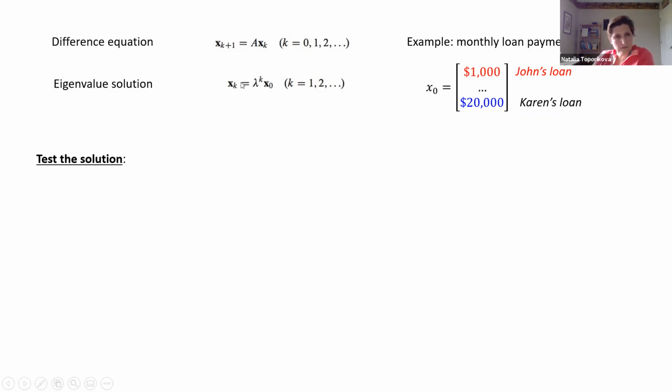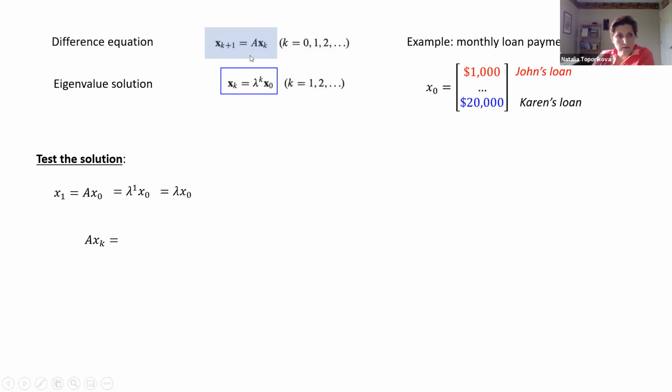But of course, it probably sounds really strange, like too good to be true. So let's test whether that solution, xk equals lambda to the power k times x0, is indeed a solution of the difference equation. Okay, let's start simple. Let's write down the solution for the first step, x1, as the product of matrix A by the initial vector x0. But because we now have an eigenvalue solution, we can also write it as lambda to the power k, which is 1 in our case, times the initial vector x0. So it's just lambda x0. That seems simple enough.